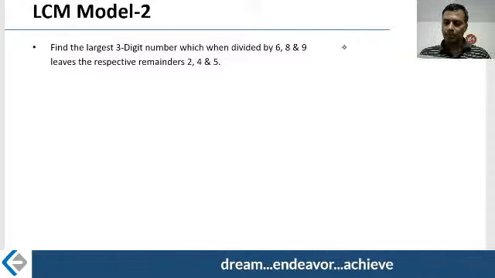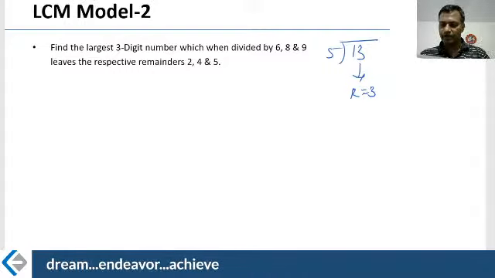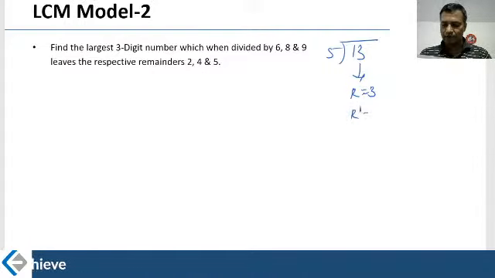See, guys, there is a number. Let me take the number as 13. 13 when divided by 5. We all know that the remainder is 3. What is the negative remainder here? The negative remainder, I will write it as r dash. Negative remainder is minus 2.